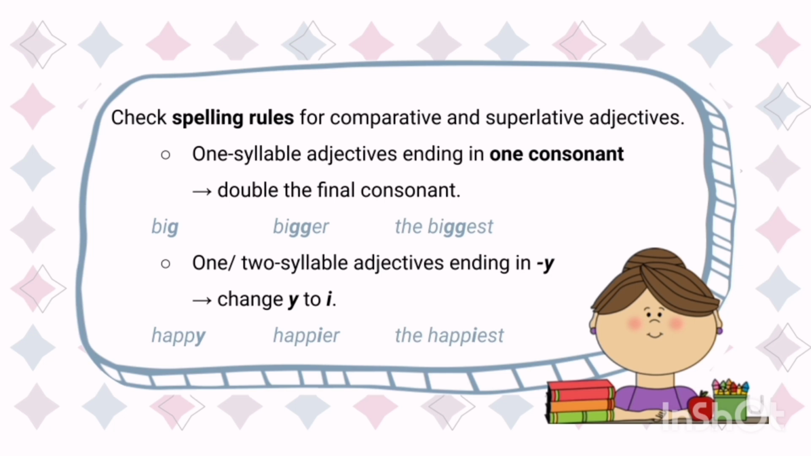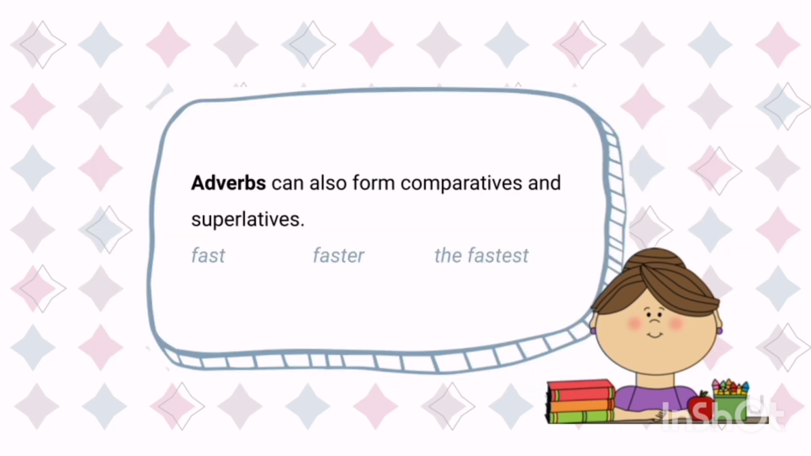Remember, one-syllable adjectives ending in one consonant must double the final consonant, like in big, bigger, the biggest. Also, one or two-syllable adjectives ending in Y change the Y to I. Happy, happier, the happiest. Remember that also adverbs can form comparatives and superlatives, like in fast, faster, the fastest.